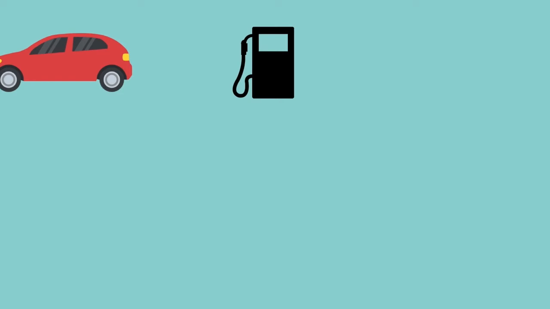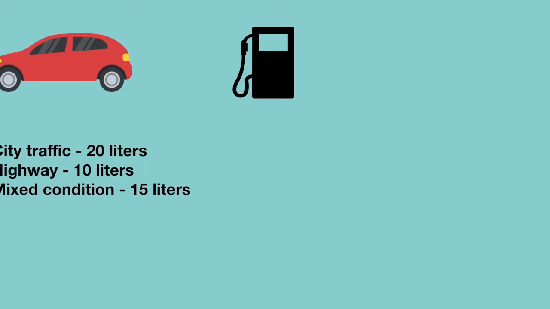So if we drive the car in city traffic, it's obvious that it takes more petrol to reach 100 miles than when we drive it on the highway. And there might be situations in which we drive a car in mixed conditions, both traffic and highway. Let's imagine that it takes 20 liters to drive 100 miles in city traffic, 10 liters on the highway, and 15 liters in mixed conditions. So here we see that the same car can perform differently based on the condition in which we drive it.